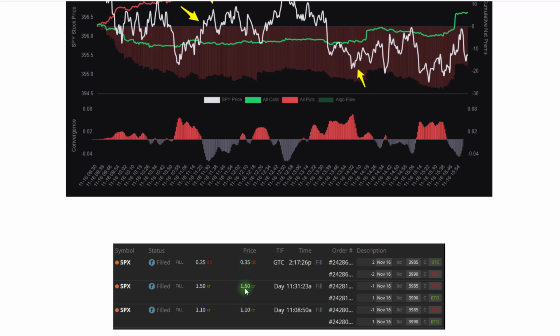So 110 and 150 is 260. That means my net credit was about $1.30 per spread. I had a couple spreads and I was able to buy them back at 35 cents. So when you buy two of them, that costs you $70. So 260 minus 70, I was able to book about $180, $190, somewhere in there on that trade for those few hours. It was very, very choppy. I've been trading a little bit smaller, but I was able to book $180 for this trade.